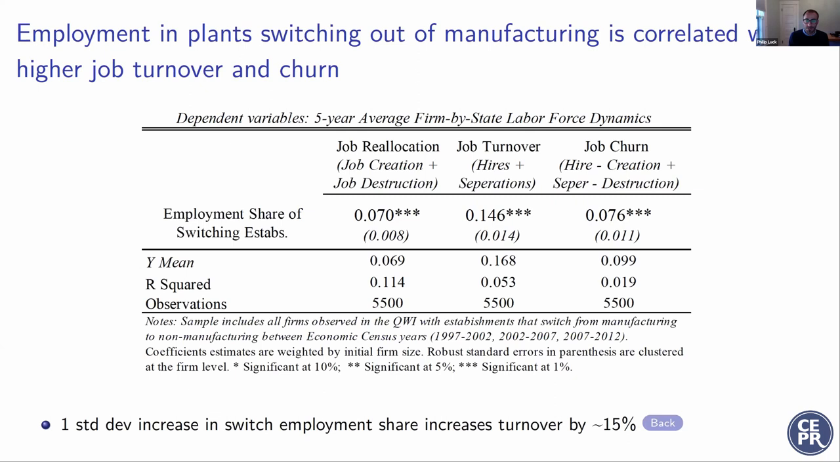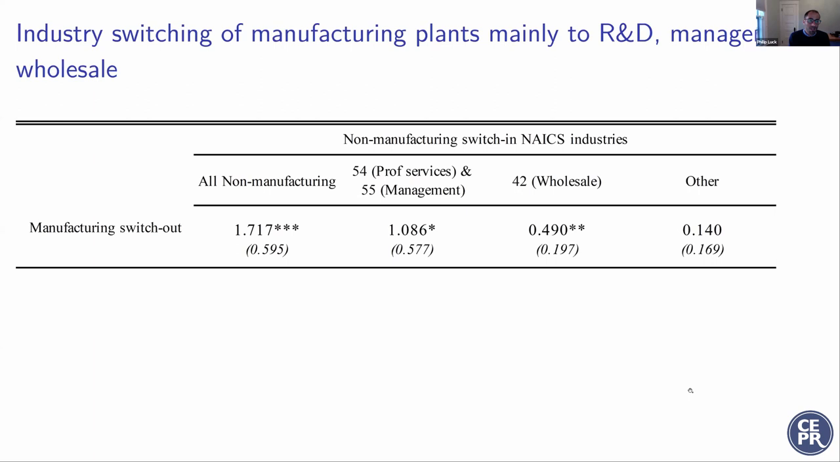These are hard estimates to interpret, but what this tells us is that for one standard deviation increase in the employment share of a firm that switches, turnover goes up by about 15%. So what we're basically going to say is that it's definitely the case that within these switching establishments, it's not as though all the workers are staying the same and they're just switching affiliation. So something real in terms of the employment composition has changed. Okay.